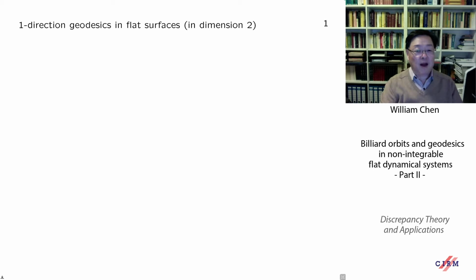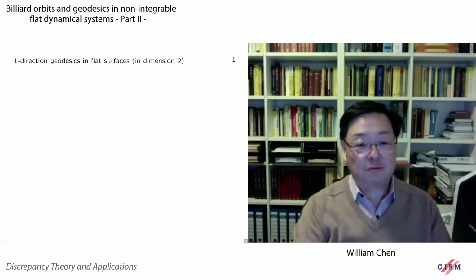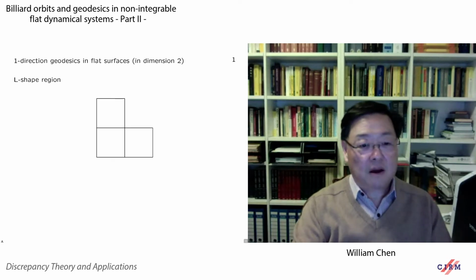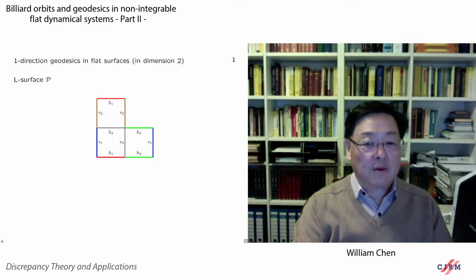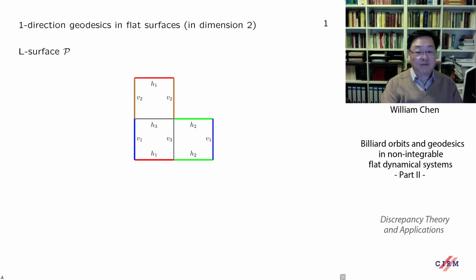Let us look at a one-direction geodesic on a flat surface in dimension 2. Let's say, consider the L-shaped region, which is made out of 3 squares like this. We can identify edges, the red with the red, the blue with the blue, the green with the green, and the brown with the brown, and that converts it into the L surface P that we discussed in the last talk.